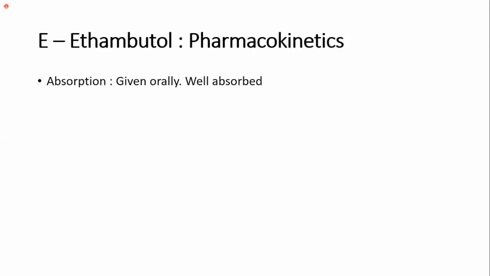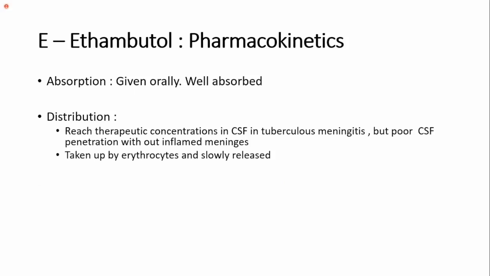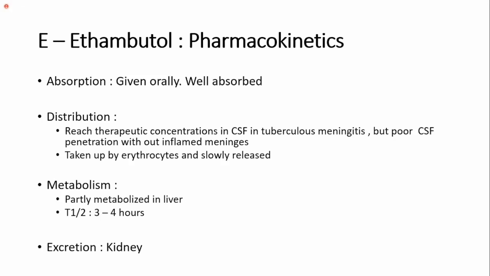With pharmacokinetics, it is given orally, well absorbed, distribution is good, but the ability to reach high concentrations in the CSF by crossing the blood-brain barrier is minimal compared to other first-line agents. But this is mainly in healthy meninges, whereas if there is inflammation with tuberculosis, then you can achieve therapeutic concentrations in TB meningitis. Ethambutol is also taken up by erythrocytes and then slowly released. That is the reason why we use it to prevent resistance formation, and it sometimes acts on dormant forms. It is partly metabolized by the liver with a half-life of 3 to 4 hours, and it's excreted by the kidneys.